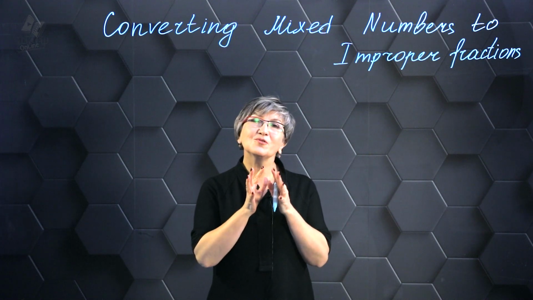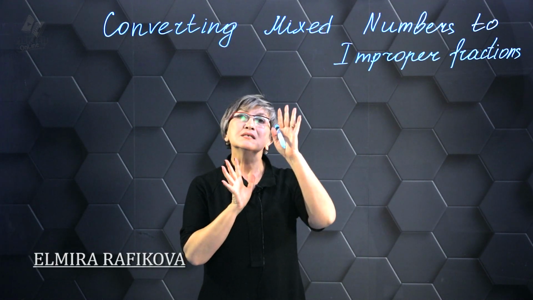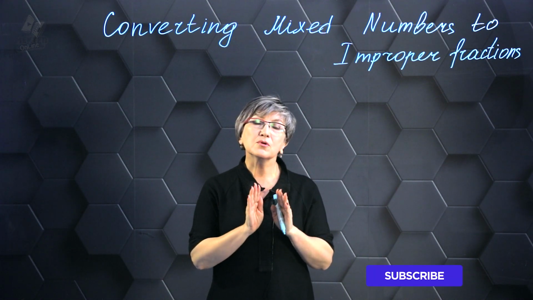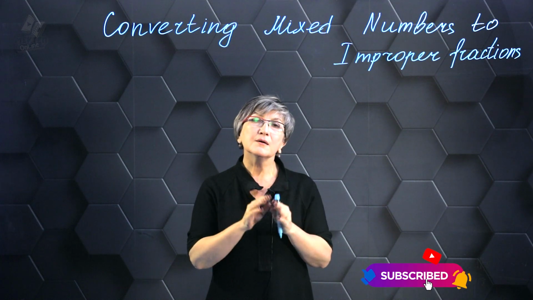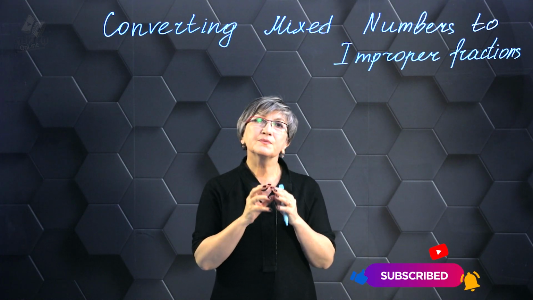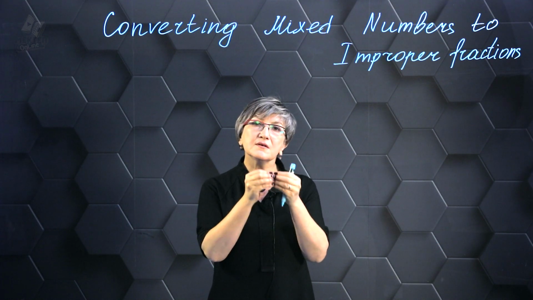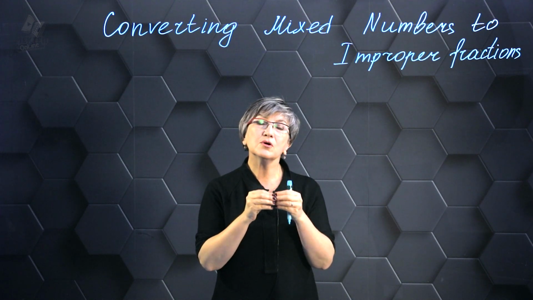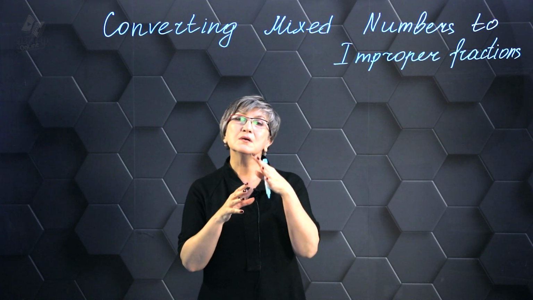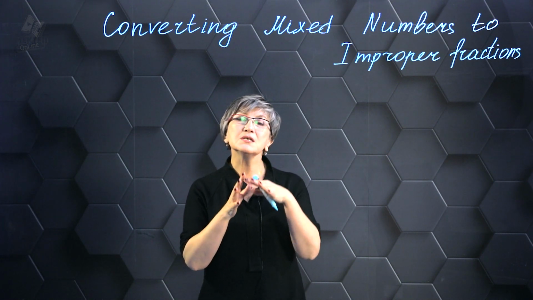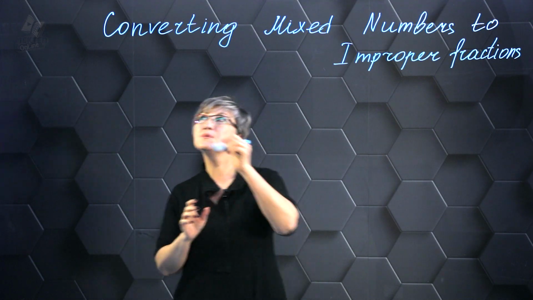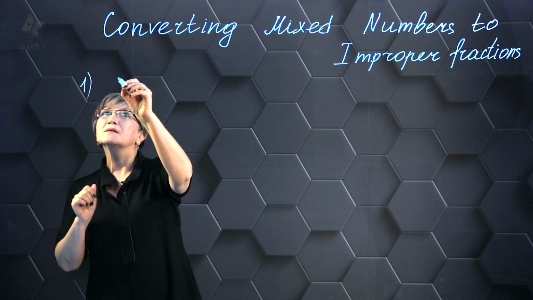Hey guys! Today in class we're continuing to convert a mixed number into an improper fraction. We know that there's a certain algorithm: in order to convert a mixed number into an improper fraction, we need to multiply the whole number by the denominator and then add the numerator. Write it down. All right, example.